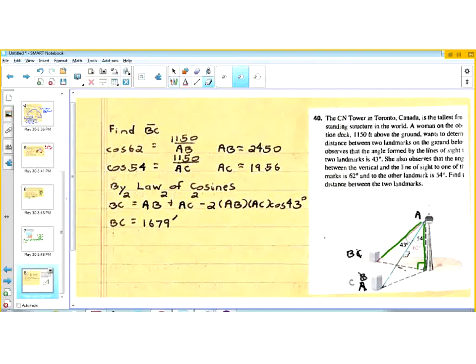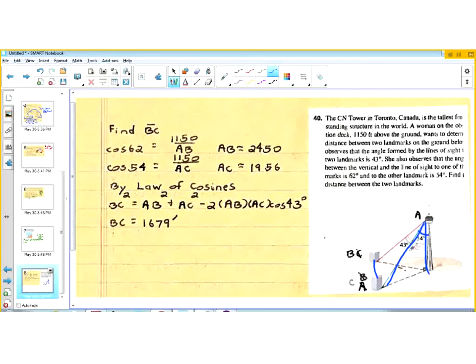Now the cosine of 54 degrees. Let's see how we can calculate the cosine of 54. Cosine of 54 degrees would be the height of the tower divided by the length of the hypotenuse, because this is 54 degrees right here. And that would be AC. So it's 1956.